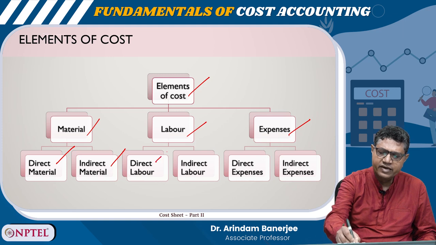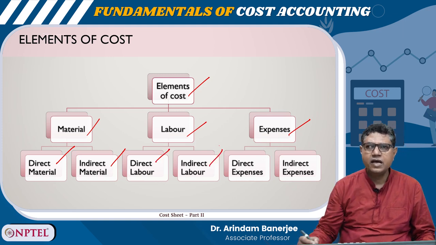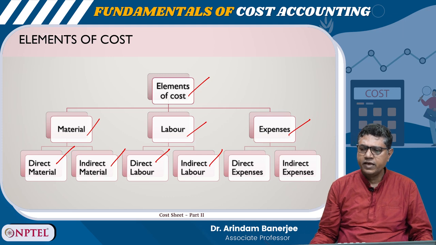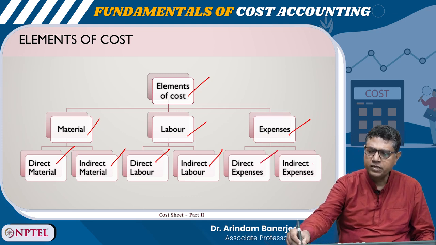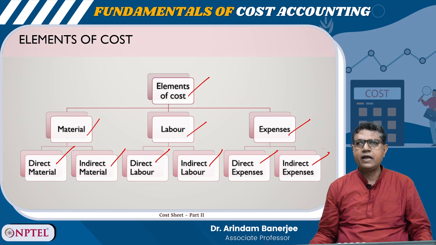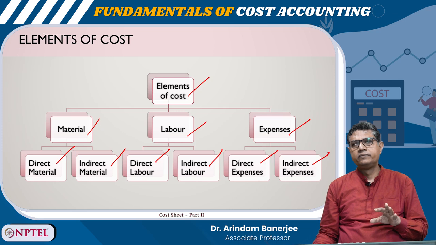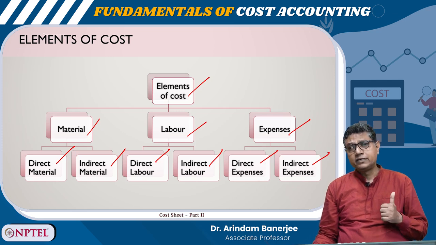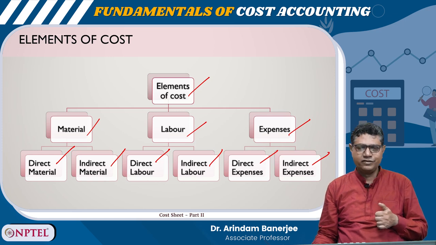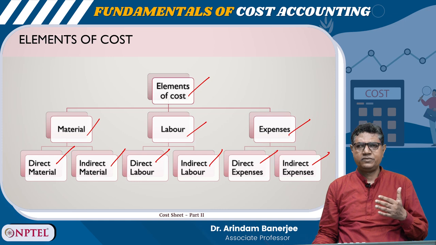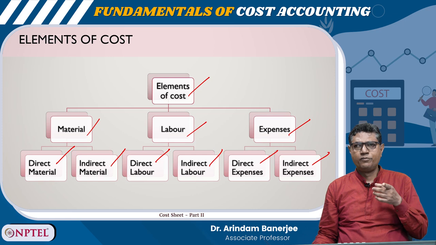Labor also I can divide into two parts, direct labor and indirect labor. Expenses also I can divide into two parts, direct expenses and indirect expenses. So we already discussed what is direct cost and what is indirect cost. Just for a recap, I am explaining again. Direct cost is the cost which you can directly assign to the final product.